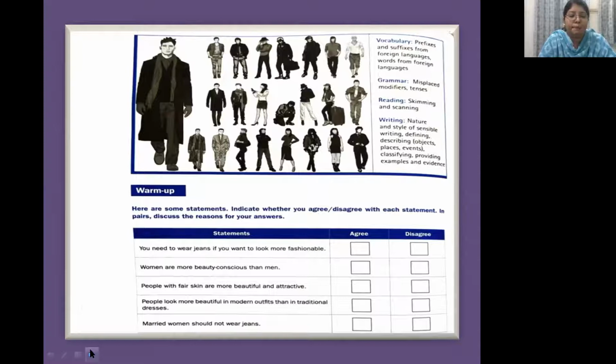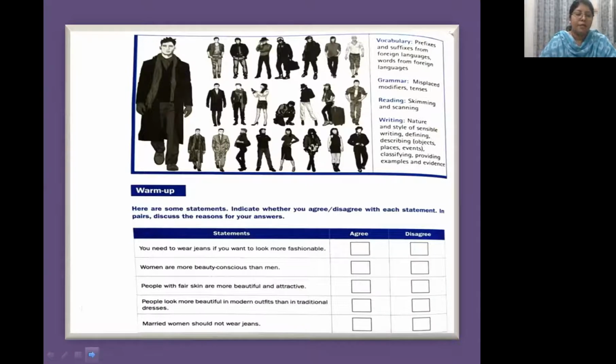The next one, women are more beauty conscious than men. Next one, people with fair skin are more beautiful and attractive. Next one is, people look more beautiful in modern outfits than in traditional dresses. Next, married women should not wear jeans. So you can discuss among yourselves, or you can express your own views on these statements.